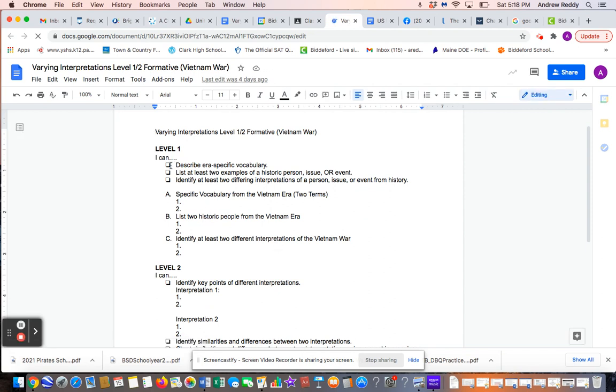So, Level 1 is going to ask you to describe era-specific vocabulary, list at least 2 examples of a historic person, issue, or event, and identify at least 2 differing interpretations of a person, issue, or event from history. So you're going to come up with specific vocabulary, 2 specific terms that have to do with the Vietnam era. They can come from the article that we read.